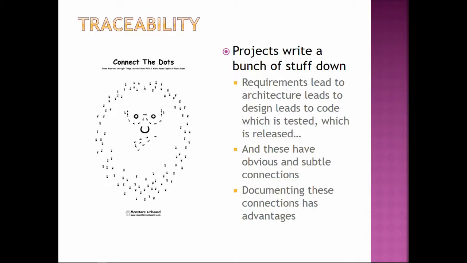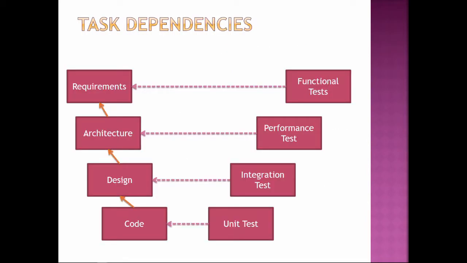And then the tests will be like, well, I'm testing this requirement, and it points to this piece of code that I'm testing, and all these interconnections. And documenting these connections and capturing them and making them visible has certain advantages to them. So again, our architecture, design, or code have this hierarchy to them. And each of the testing cycles ties to different aspects of this.